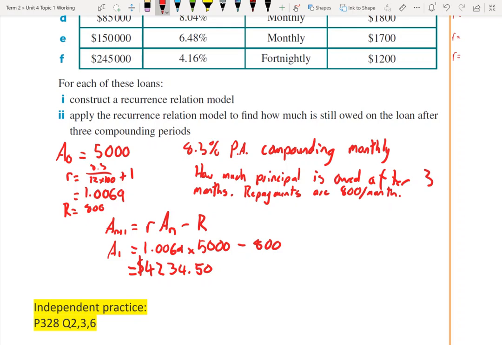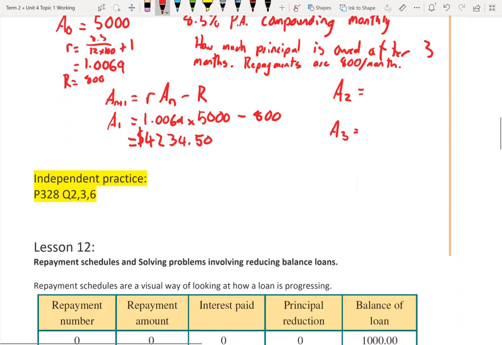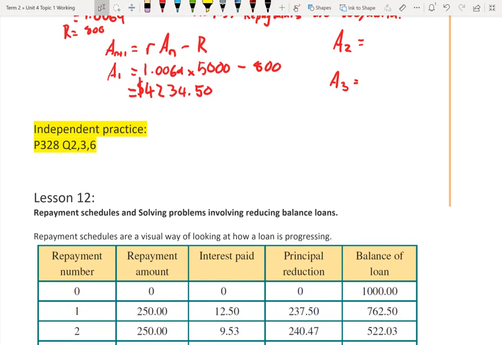What I might get you guys to do as an exercise is to find A2 and A3. So if you want to pause the video here and have a go at finding them, that would be fantastic. Welcome back. I assume you've paused the video there, and you have your answers for A2 and A3. If you are still unsure about this, please do finish off the independent practice from the other day. So let's get on to today's actual work.